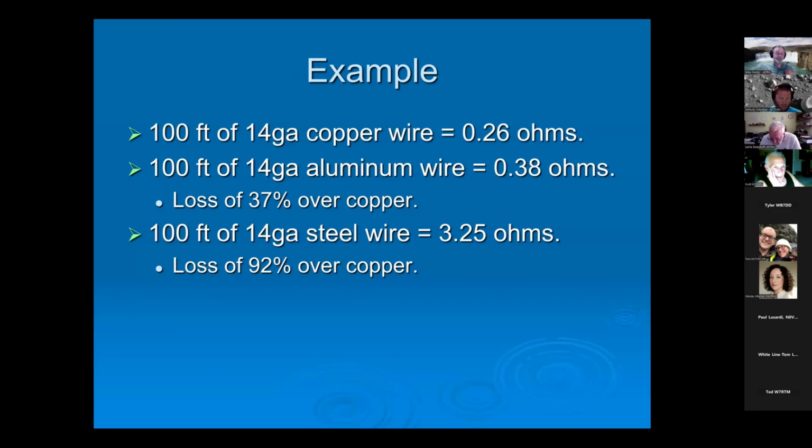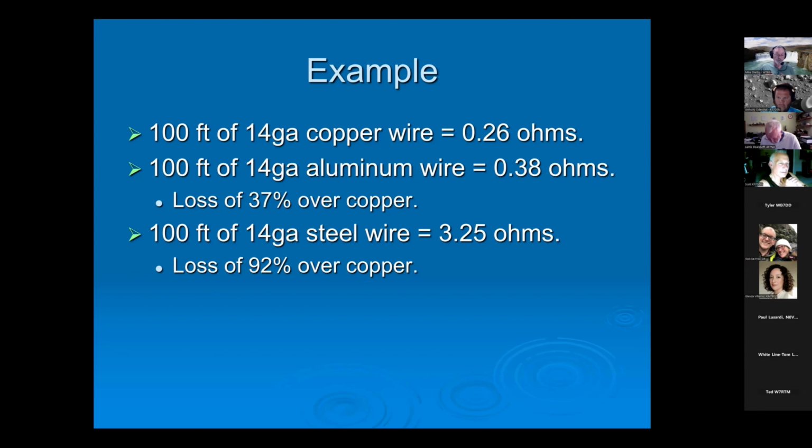So for example, here's a couple of examples. We're talking 14 gauge copper wire, 100 feet of that gives us about 0.26 ohms of resistance. That's not much, so that's pretty tolerable. For aluminum, which is still considered a pretty good conductor, we get about 0.38 ohms. Compared to copper, that has a loss of about 37% over copper. That is something significant when you want to compare aluminum and copper together.